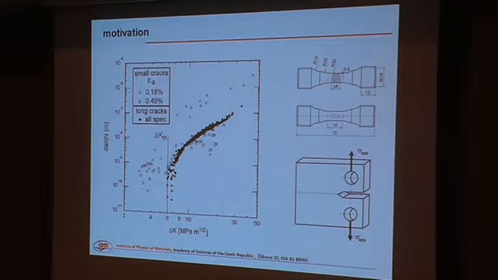Also, when we compare this small crack behavior with the long crack measurement on a classical CT specimen, we obtain all the features I showed before: the small cracks propagate at a higher rate than was predicted by the long cracks, and also below the threshold.